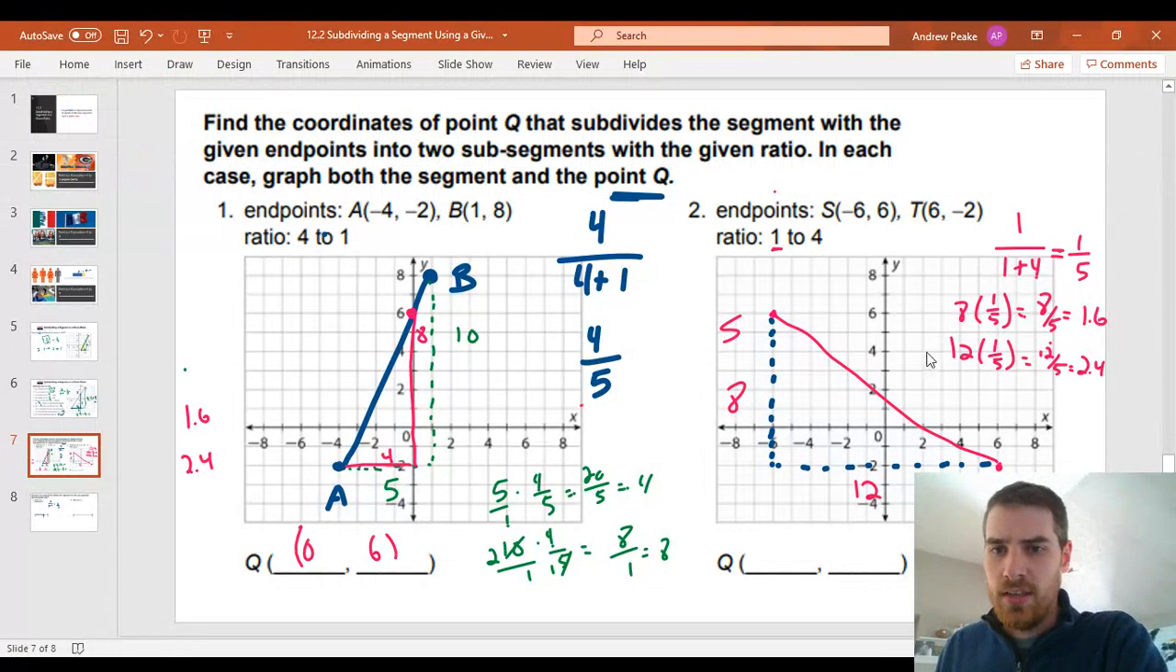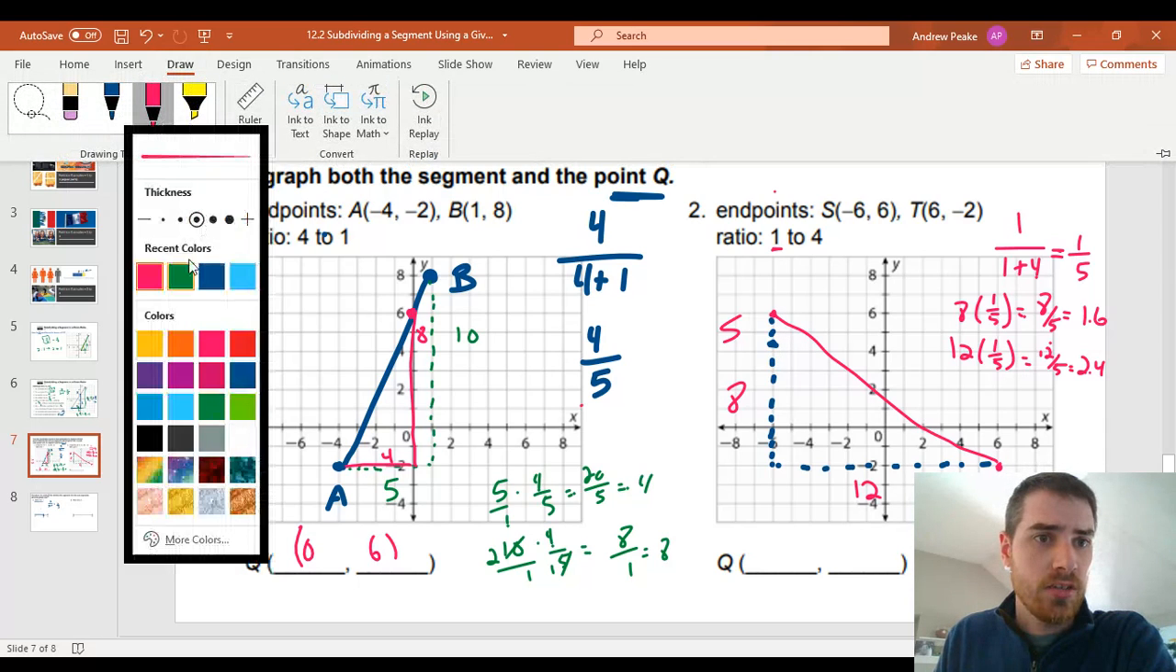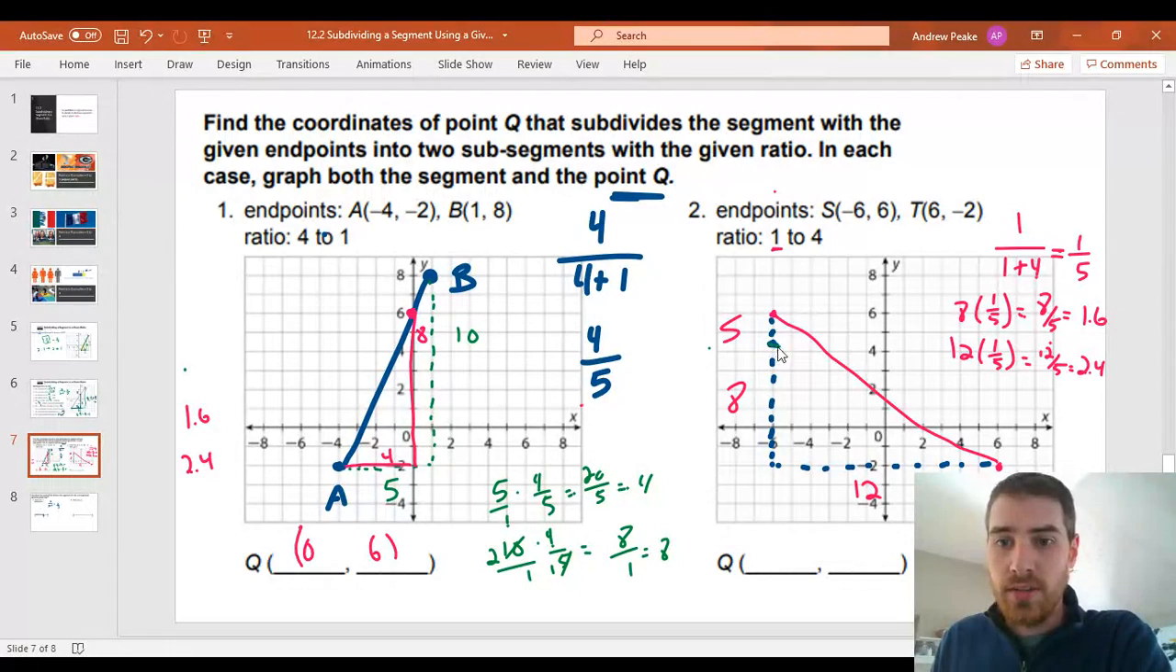So in this case, we are going to go down 1.6. So it looks like 1 and almost a half. So let me do a different color. How about green here? Go green. So we got 1.6. And then we're going to the right 2.4. So it'd be about right here, 2.4. So this right here, this part SQ would be 1/5 of the entire ST.